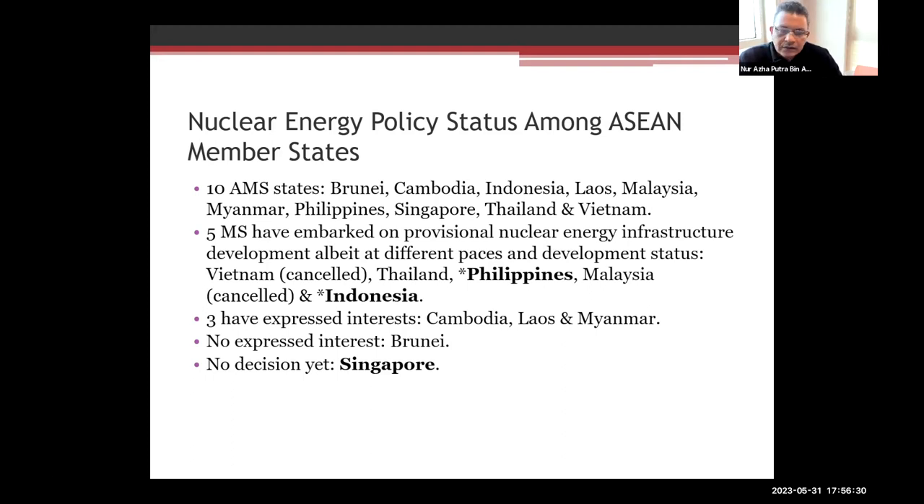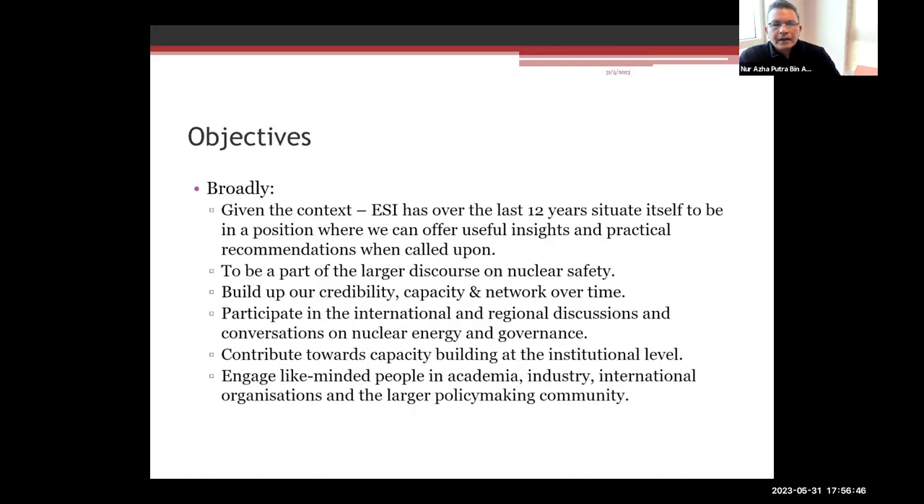much. Brunei, similarly. As for Singapore, the decision is that we're still trying to study this nuclear option and see whether it fits into the larger scheme of things, taking into account a number of factors. Now, ESI has over the last 12 years situated itself to be in a position where we can offer useful insights and practical recommendations when called upon.